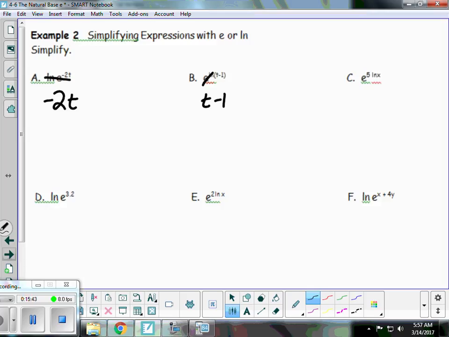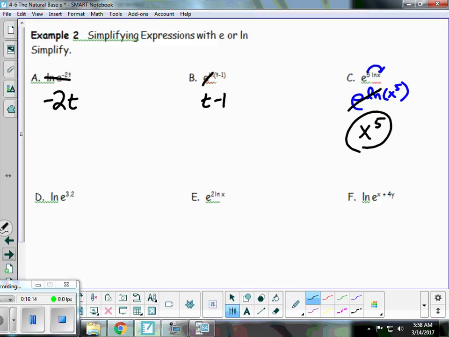Now part C is a little different. You've got to rewrite it. So remember, we have to use some rules. If a number is going to be multiplied out in front of a logarithm, you can rewrite it as a power on the inside. So that would look like this: e to the power of natural log x to the 5th power. And now we can cancel out the e and the ln, and then we're just left with x to the 5th. So a little more work on that one.